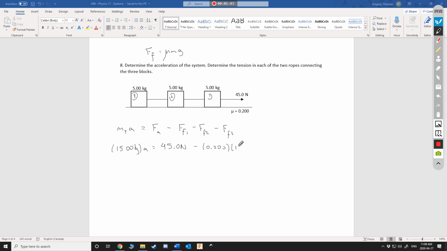So 15 kilograms times gravity 9.81. So 45 minus 0.2 times 15 times 9.81, and divided by 15, we get an acceleration of 1.038 meters per second squared. So 1.04.